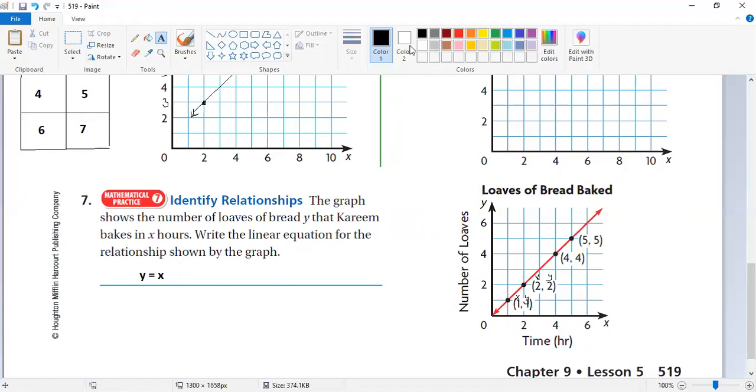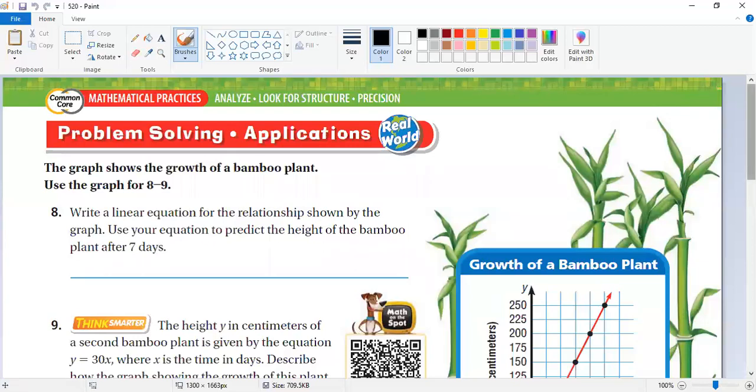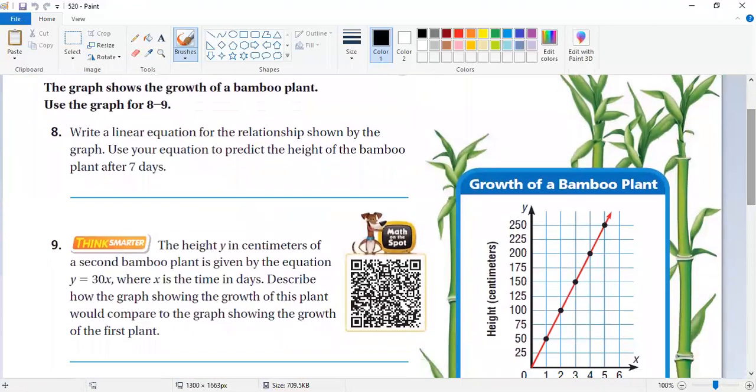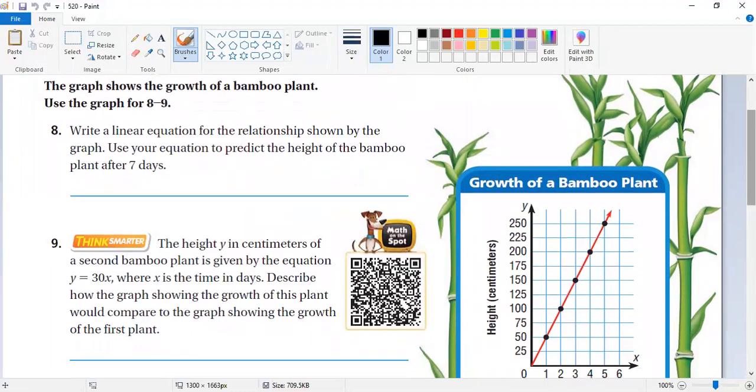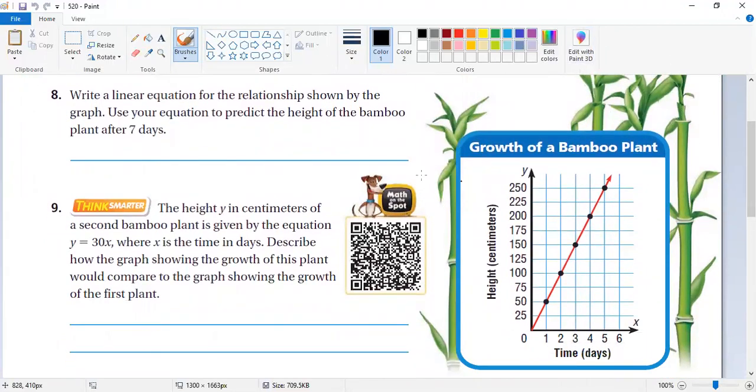So let's move on to page 520. As usual, your favorite problem solving part. Here you are going to write a linear equation for the relationship shown by the graph. So you are going to use this graph. Use your equation to predict the height of the bamboo plant after 7 days. So you need to do two things. First is write the linear equation, and then you are going to use your equation to predict the height of the bamboo plant after 7 days. So we take days as x and the height as y.